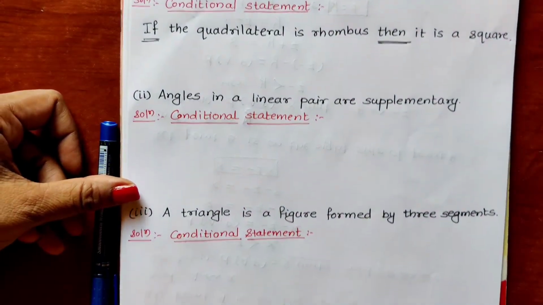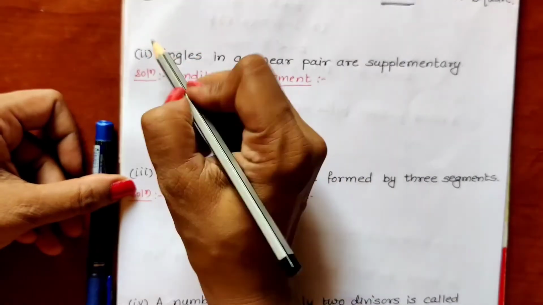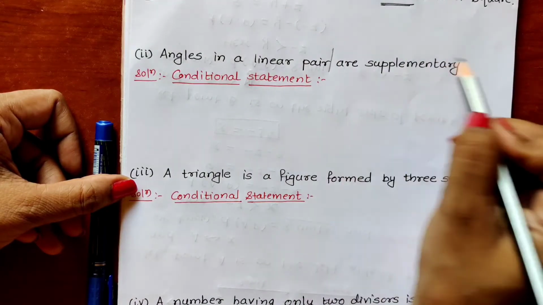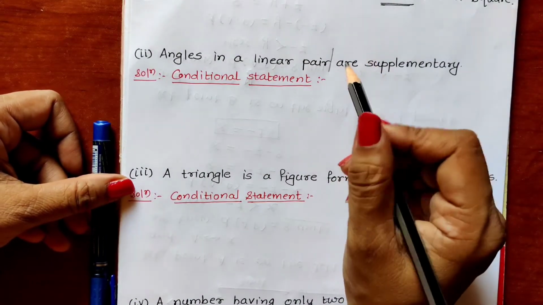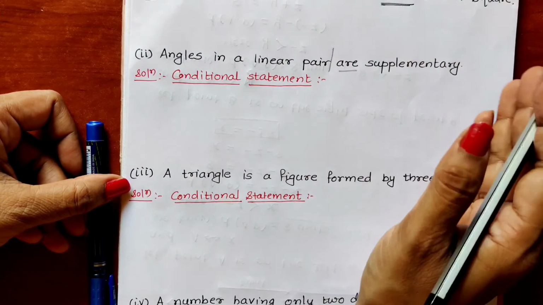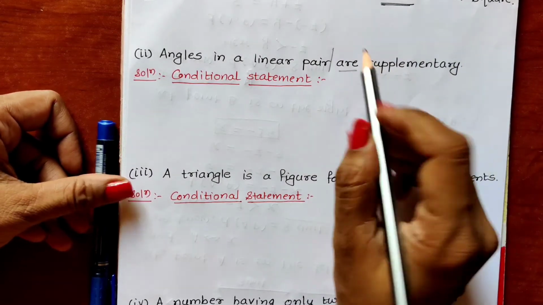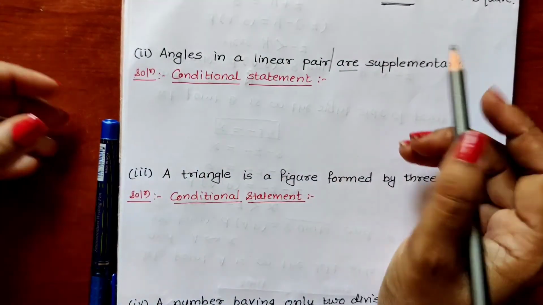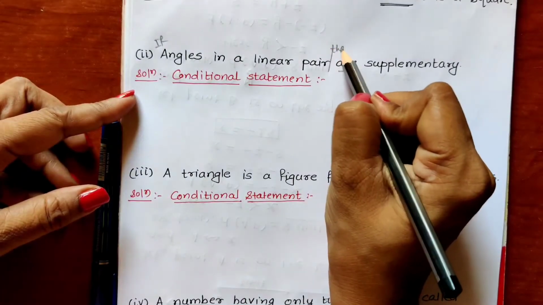Now let us see the next statement. Angles in a linear pair are supplementary. So we can make two parts: angles in linear pair, and are supplementary will be the second part. See, most of the time you can use this verb to separate the sentence. This helping verb can be used to make two separate statements. So here we can add if and from here we can add then.